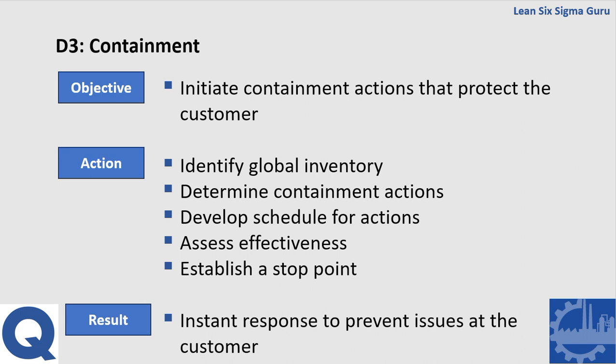The actions here are to identify the global inventory. The scope is everything. It's the customer installed in the field, the customer's warehouse, at our factory, at our warehouse, at a supplier, at a sub-supplier, at the material supplier, all the way through to understand what inventory, wherever it is, might be at risk. We determine containment actions, we develop a schedule, and we assess the effectiveness of those actions.